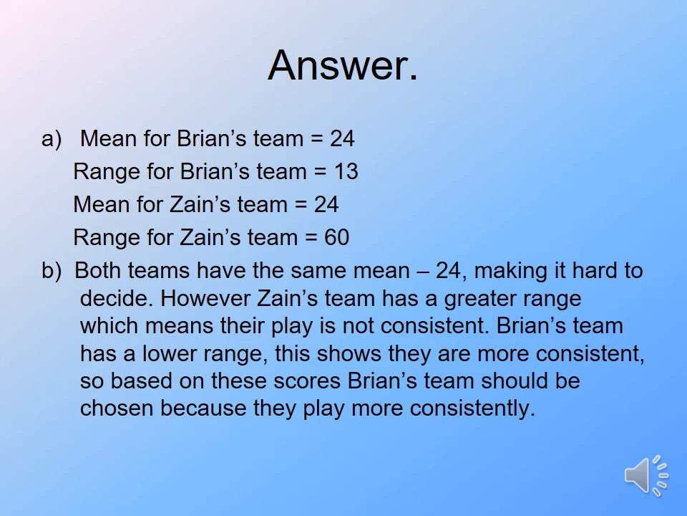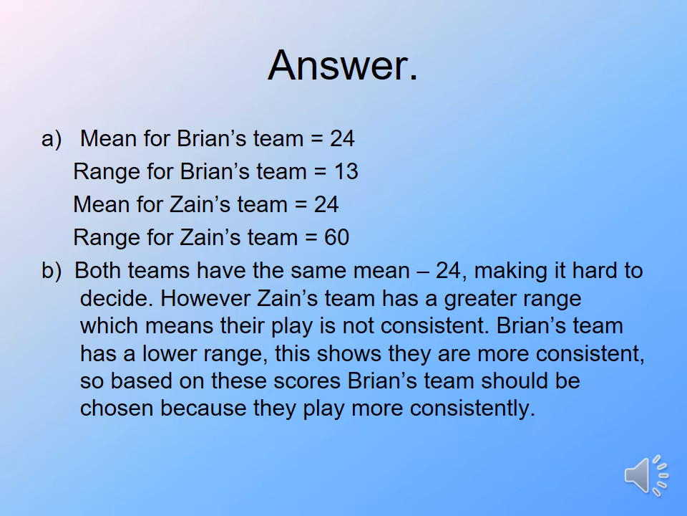So both teams have the same mean, which is 24. So the decision is very hard. We need to look at how consistent the 2 teams are, and Zane's team is quite inconsistent because they have a score of 0 and a score of 60 as well. So that makes Zane's team inconsistent. Brian's team has a lower range, which shows that they are more consistent, and so based on consistency, Brian's team should be chosen because they play more consistently.